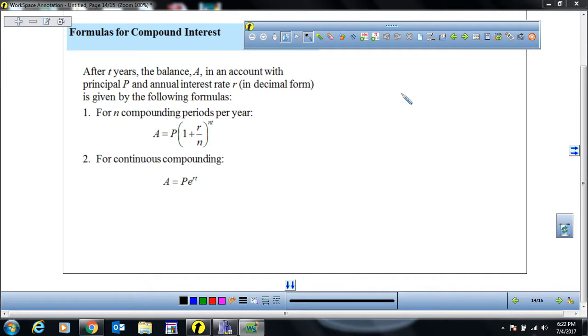Now, if the interest is compounded a specific number of times during the year, then we're going to use the first formula. What does it mean for the interest to be compounded a specific number of times during the year? It will add interest to the balance that many times during the whole year. So if I say that the interest is compounded quarterly, that means it's compounded every third month, meaning 4 times during the whole year.